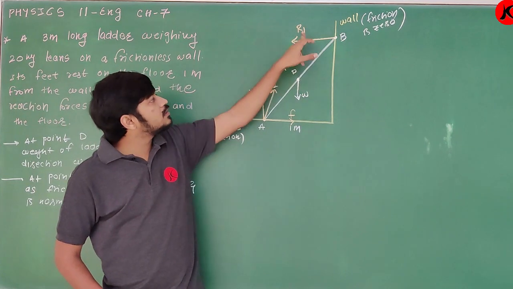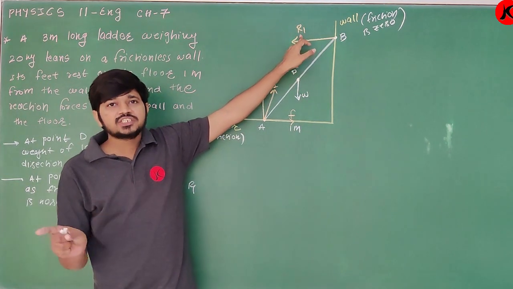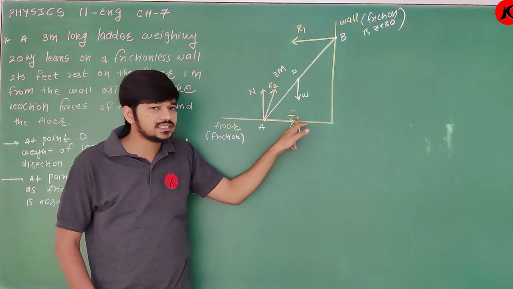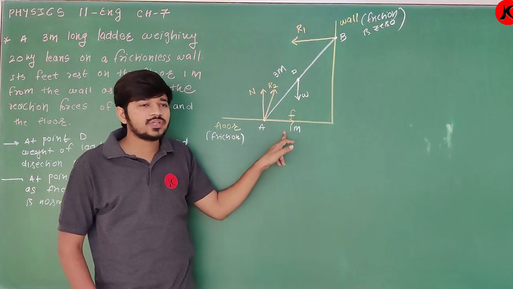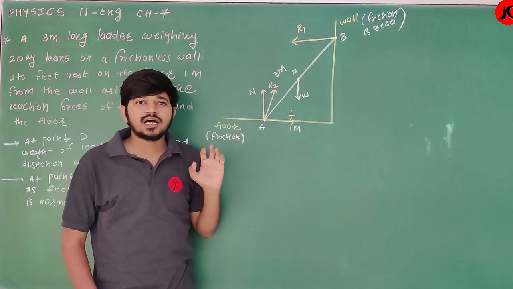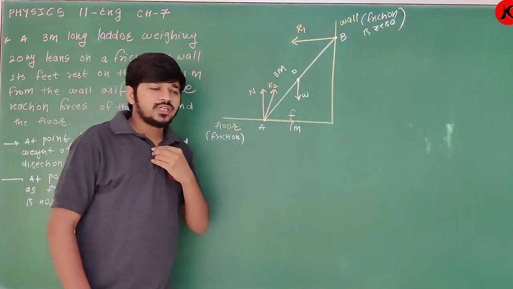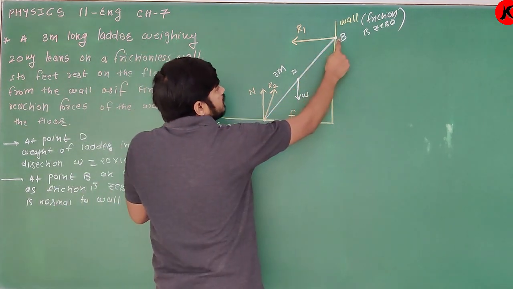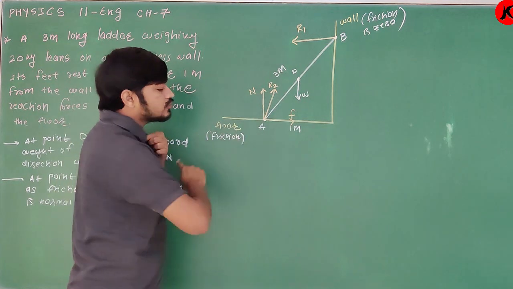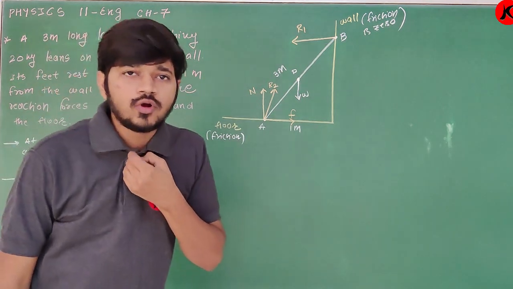On the wall, as friction is zero, it has only one component, that is, you can say the reaction force or normal force. But at this point, as friction is present, there is a component parallel to the contact surface and one perpendicular to the contact surface, and here it is R2. Clear about this? So in this case R1 is perpendicular to the wall, but R2 is not perpendicular.